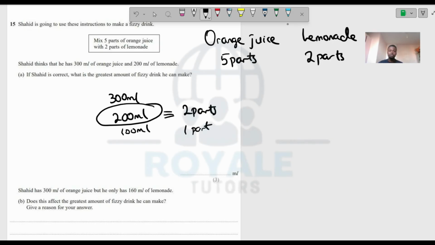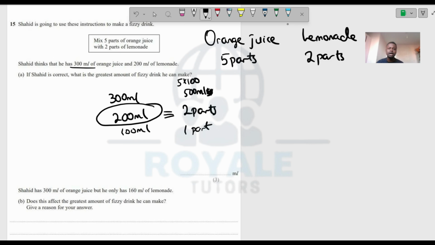So for orange juice, I'm going to need 5 parts. If 1 part is 100 milliliters, that means I'm going to need 5 times 100 milliliters, which is 500 milliliters of orange juice. So the right proportion is going to be 500 milliliters of orange juice and 200 milliliters of lemonade. However, looking at it, I only have 300 milliliters of orange juice. So that means I am not able to use the entire lemonade. Then let me check again.